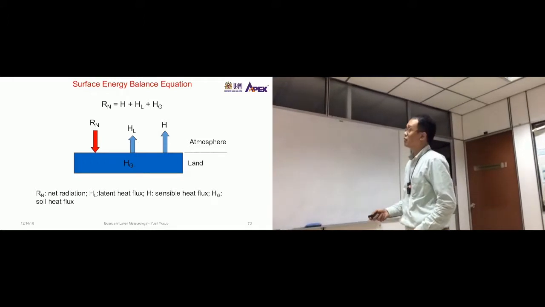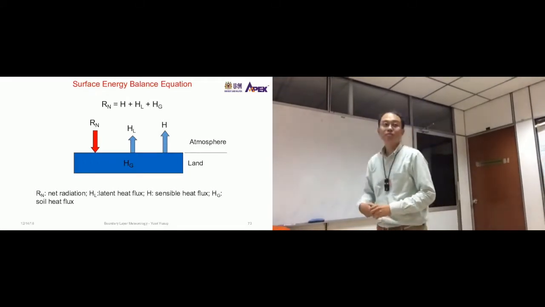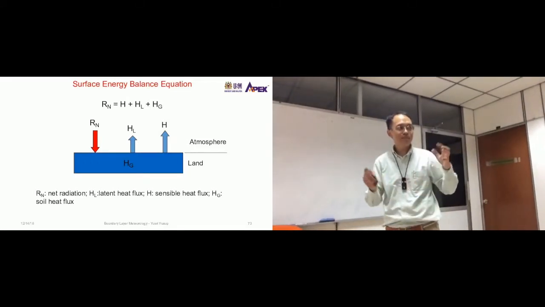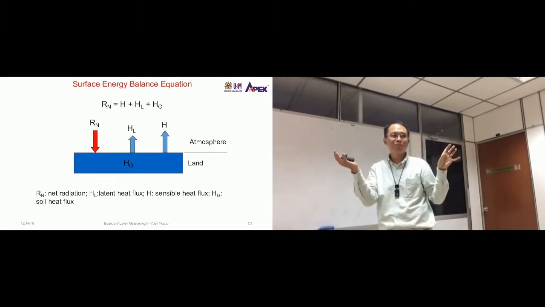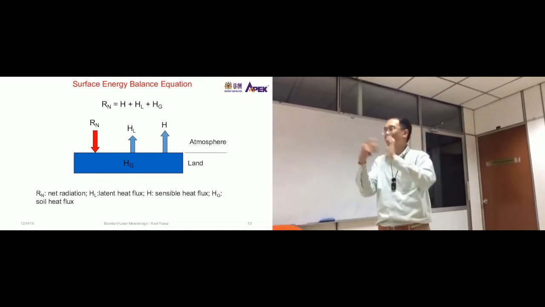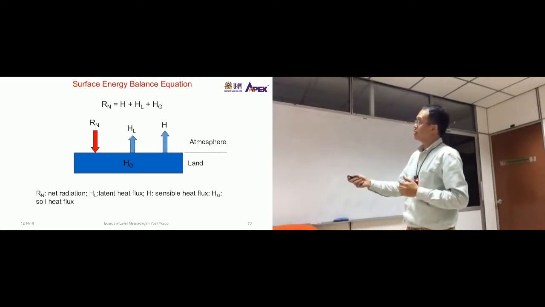So this is the surface energy balance equation. Don't worry about the word equation there. It's just that in the end, the sum on the left should equal the sum on the right. That's all. Like say 100 equals 100. So here it says the net radiation equals, I think this is sensible heat, H. This is latent heat, and this is storage.